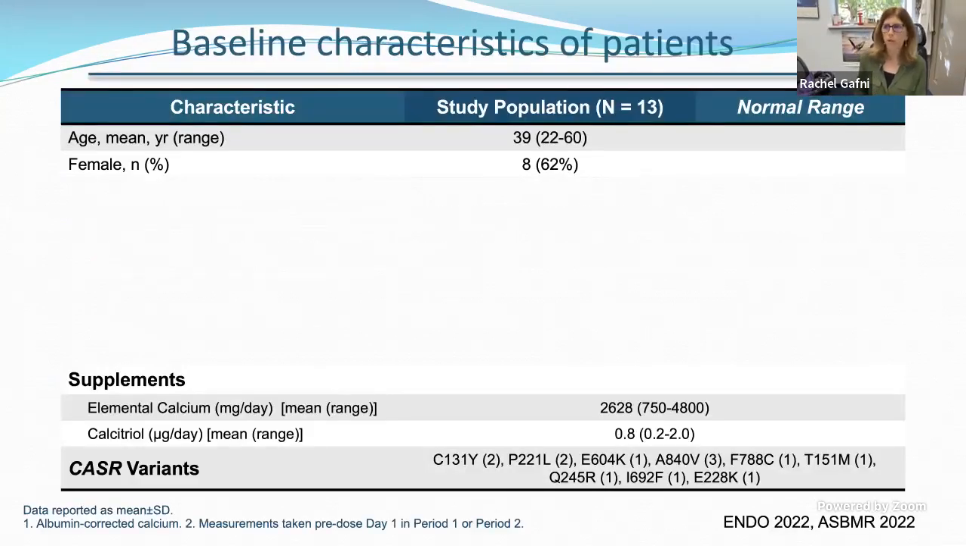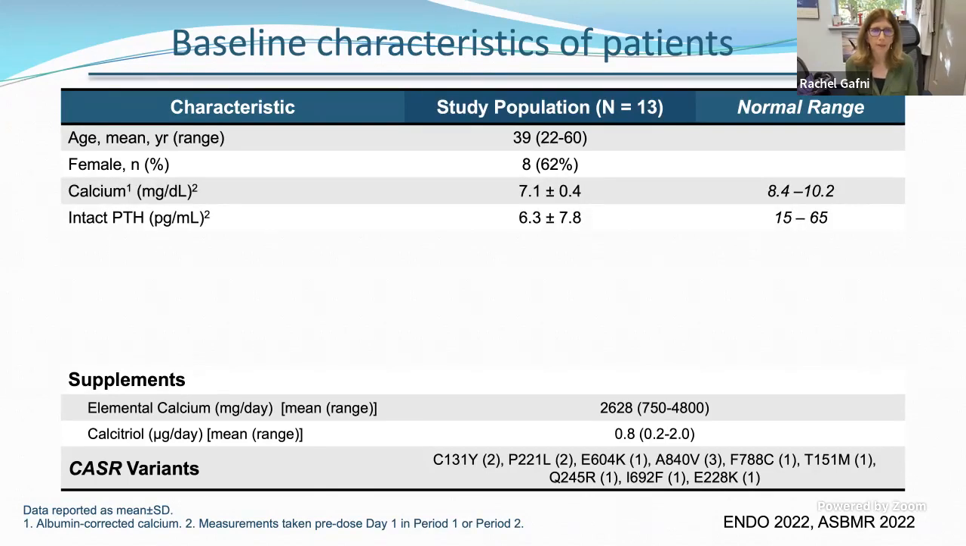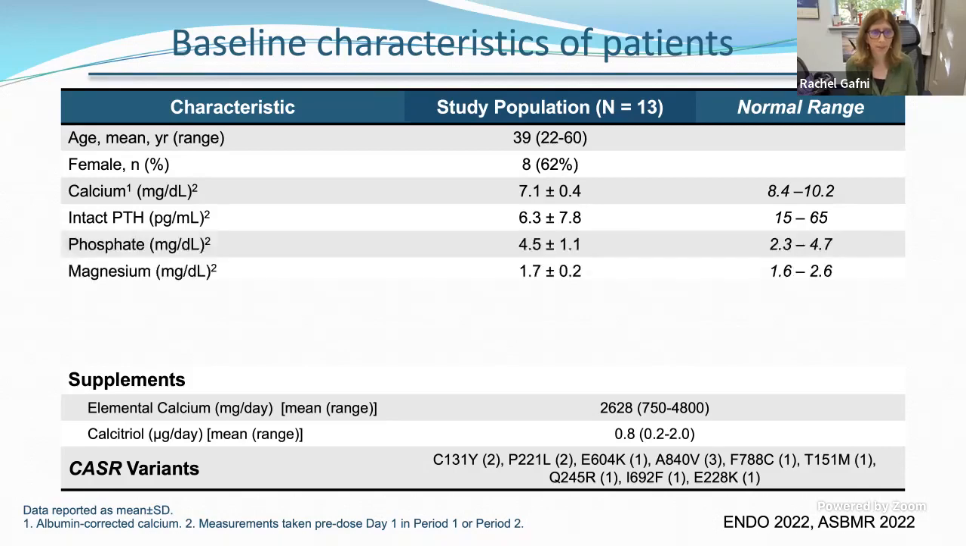So these are the baseline characteristics of our patients. We had 13 patients at a mean age of 39. So they were all adults. The youngest were 22, and 8 of the 13 were women. And their blood calcium and PTH levels were, not surprisingly, very low at baseline, a calcium of 7 and a PTH of 6.